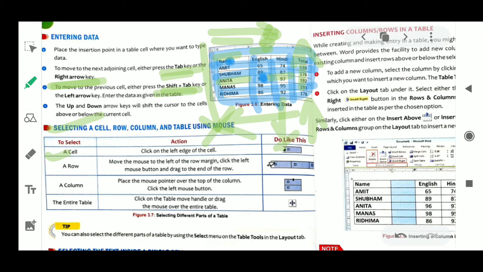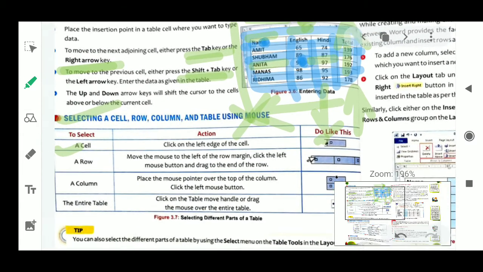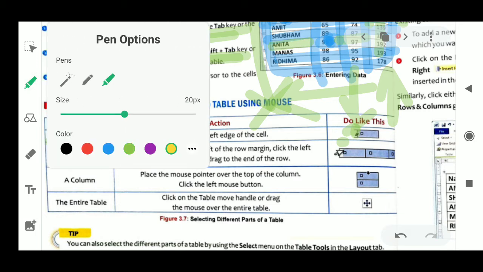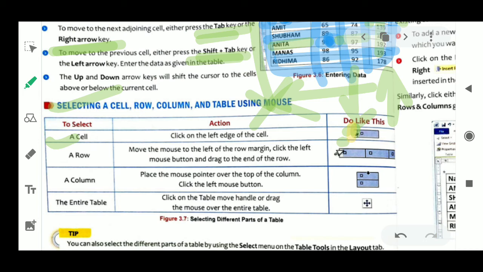See here, where we are clicking, the left edge of the cell. This left edge we are clicking, and after clicking on this left edge, that cell will be selected.